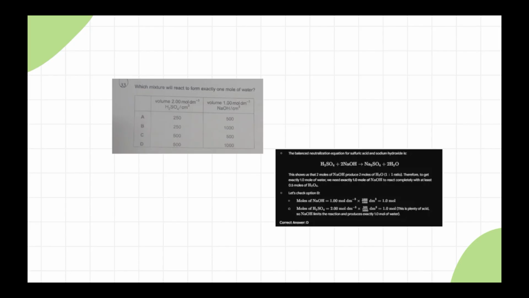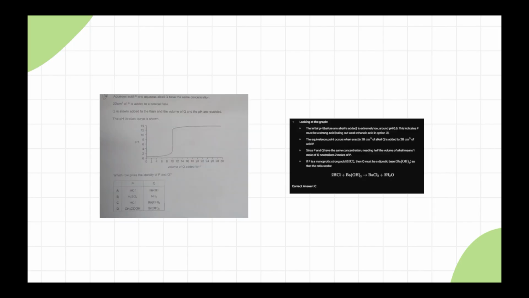Let's check option D. Moles of NaOH is 1 mol dm⁻³ times 1000 divided by 1000 dm³, which is 1 mole. Moles of H2SO4 is 2 mol dm⁻³ times 500 divided by 1000 dm³, which is 1 mole. This is plenty of acid, so NaOH is the limiting reagent in the reaction and produces exactly 1 mole of water. So the correct answer is D.